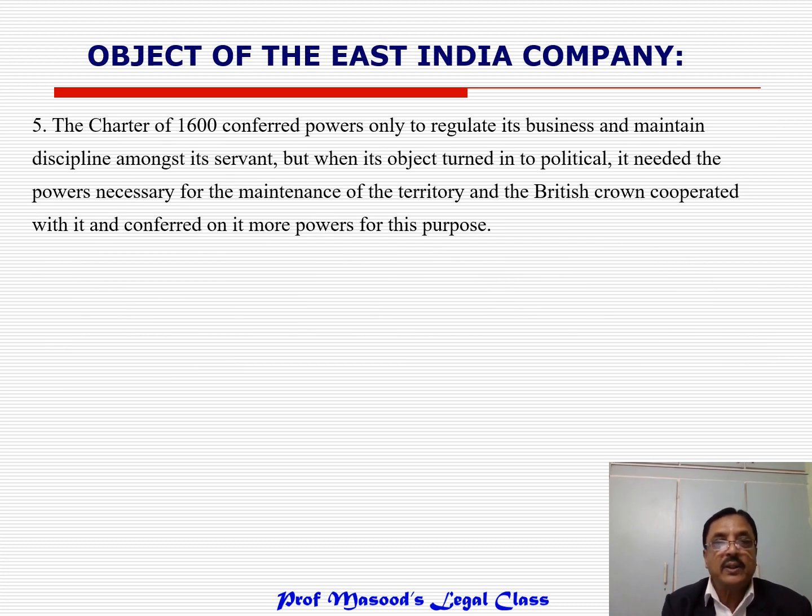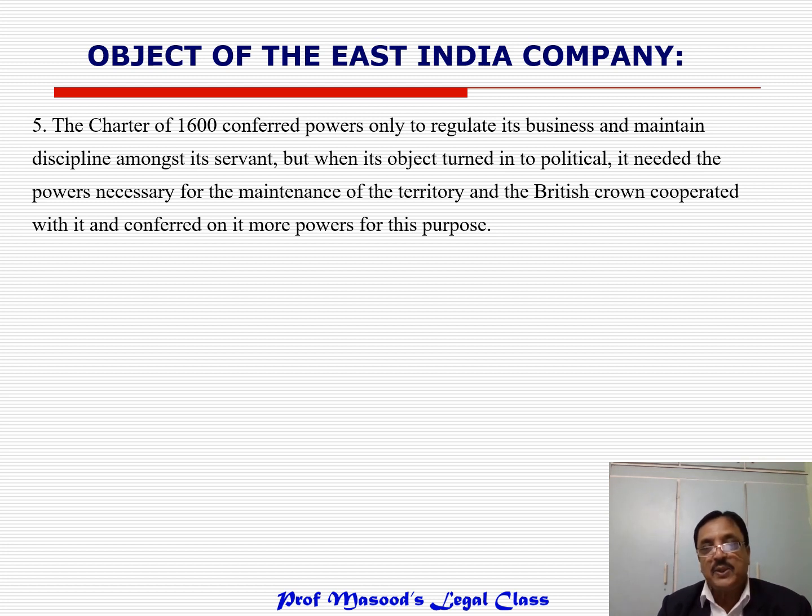So we are continuing with objective number 5. The Charter of 1600 conferred the powers only to regulate its business and maintain discipline among its servants. But when its objects turned political, it needed the power necessary for maintenance of the territory, and the British Crown cooperated with it and conferred on it more powers for this purpose.